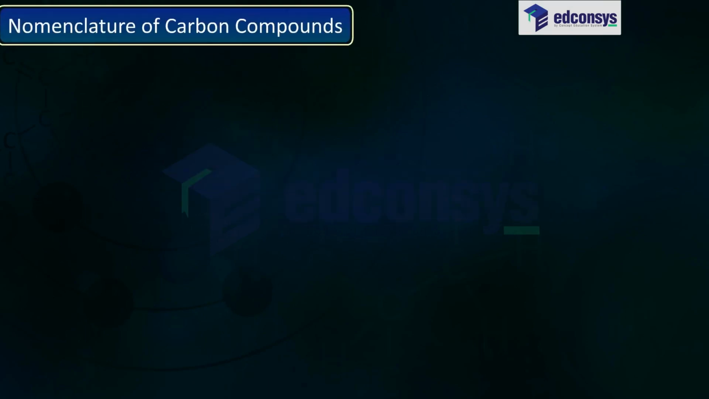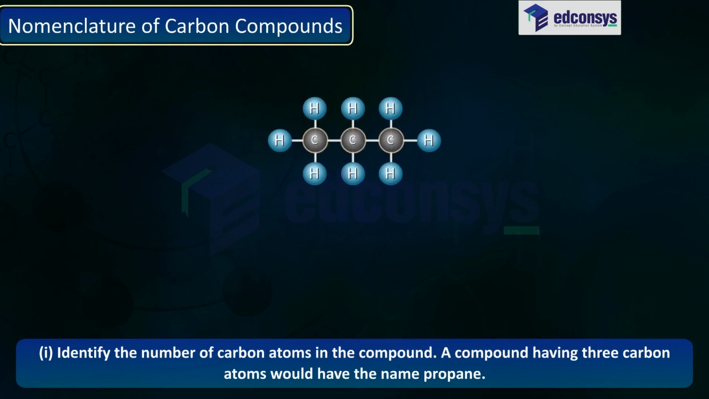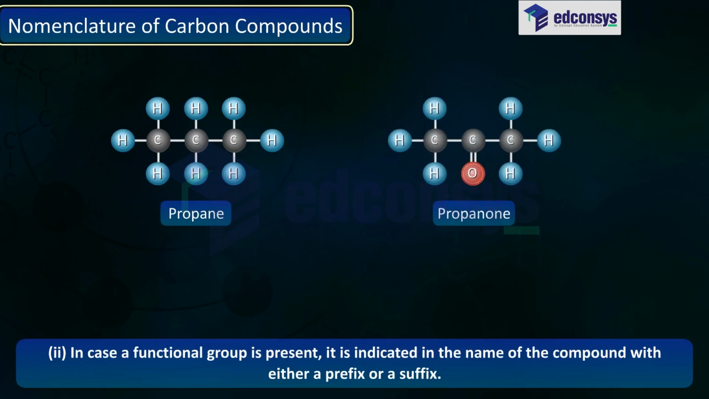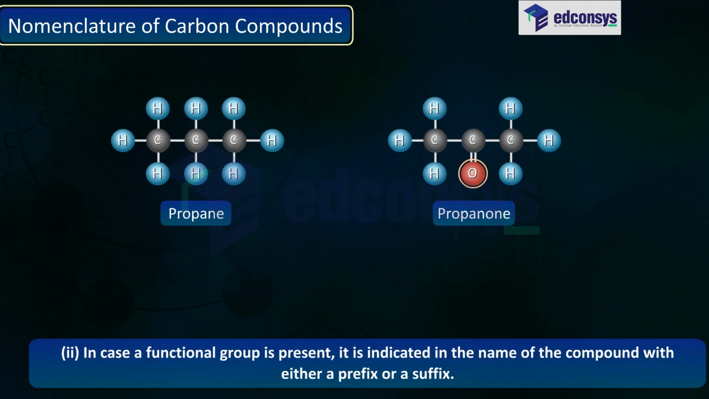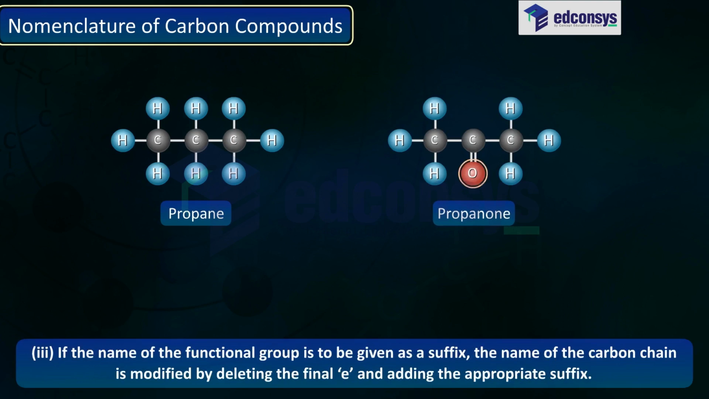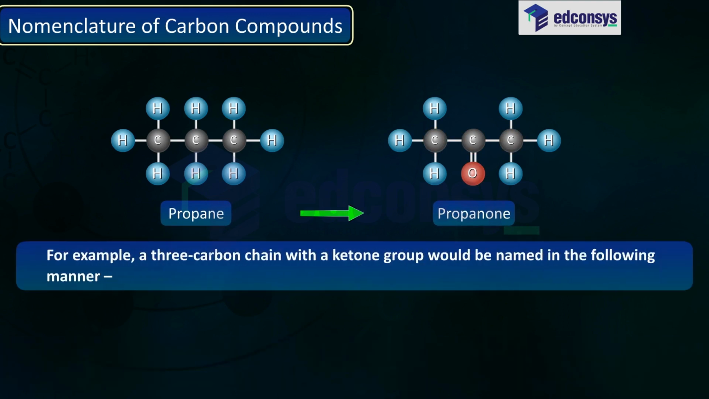Nomenclature of carbon compounds. First, identify the number of carbon atoms in the compound. A compound having 3 carbon atoms would have the name propane. Second, in case a functional group is present, it is indicated in the name of the compound with either a prefix or a suffix. Third, if the name of the functional group is to be given as a suffix, the name of the carbon chain is modified by deleting the final E and adding the appropriate suffix. For example, a 3-carbon chain with a ketone group would be named in the following manner: propane minus E equals propan, plus one equals propanone.